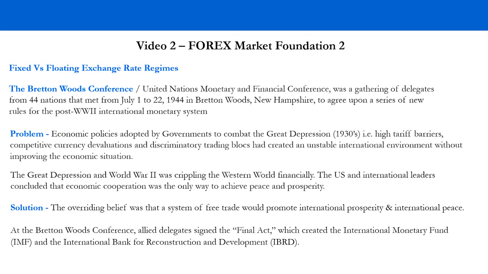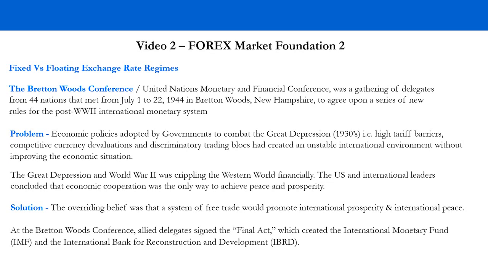World War II was also a crippling factor. The US and international leaders after World War II basically decided that the only way to deal with these two major issues was further economic cooperation. And this, in turn, would achieve peace and prosperity. So the solution that was put forward was that there was a kind of overriding belief that the system of free trade would promote international prosperity and international peace.